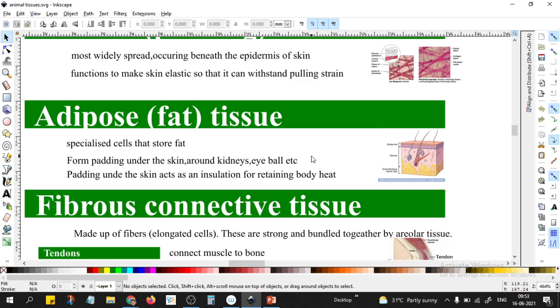And it will build up its fat. This fat layer will not allow the atmospheric temperature, that cooling temperature, to affect the body function. It will act as an insulator, that is what we say. Also, for many organs under the skin, around the kidney, eyeball, in the heart, around all these places, you will see that there is a kind of fat tissue. It is going to provide a kind of shock absorber function.